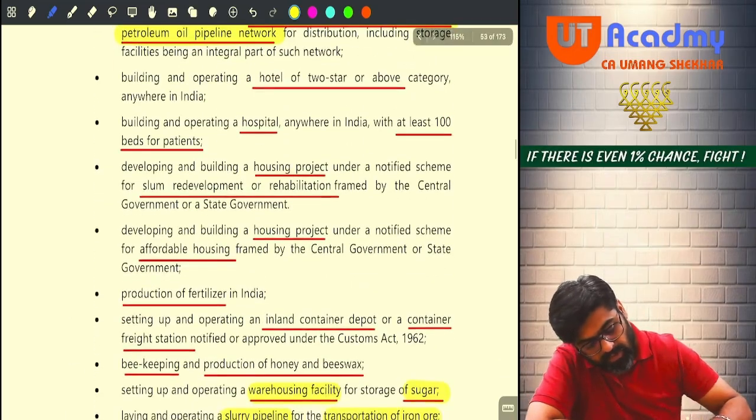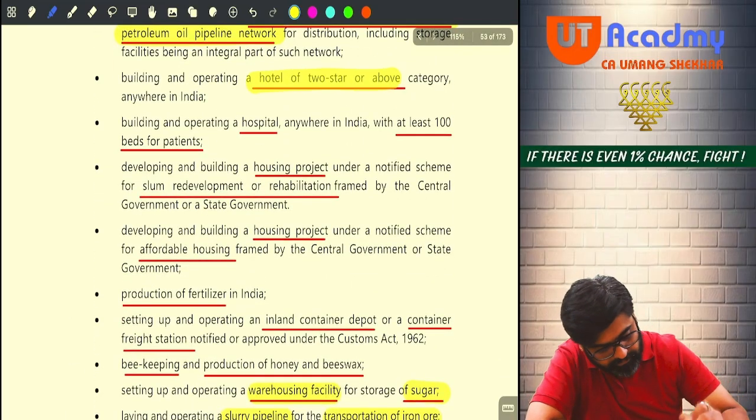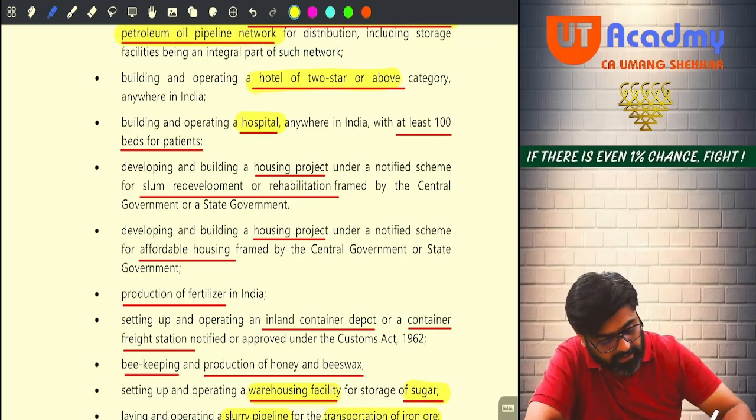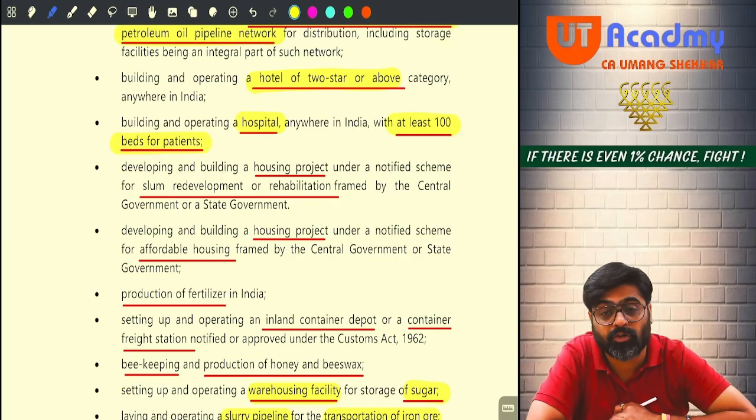Next one. See, hotel of 2-star or above category. Then hospital anywhere in India with at least 100 beds per patient. Hospital must be in India. Hotels must be in India. But hotels should have 2-star or more. 5-star hotel, very good. 4-star, no problem. 3-star, no problem. Good only. 2-star or above category. Hospitals: you are running hospitals which have a minimum of 100 beds of patient.